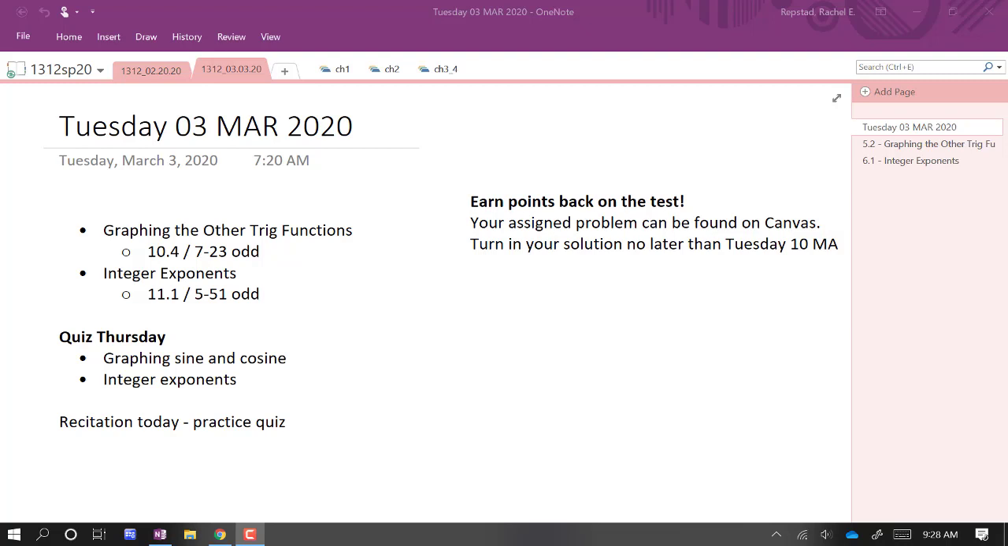We are today going to finish that chapter on graphing the trig functions. We're going to look at tangent, cotangent, secant, and cosecant. And then we'll get started on a new chapter. I also have a new handout for you.